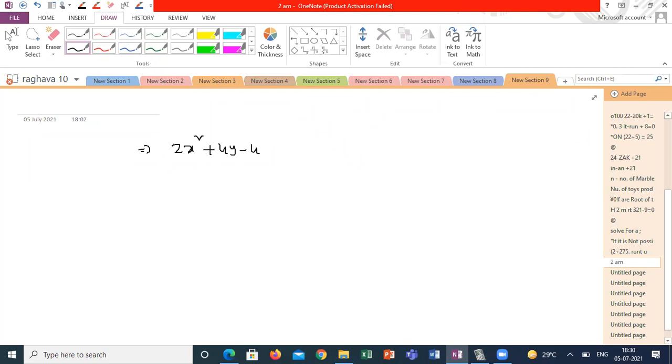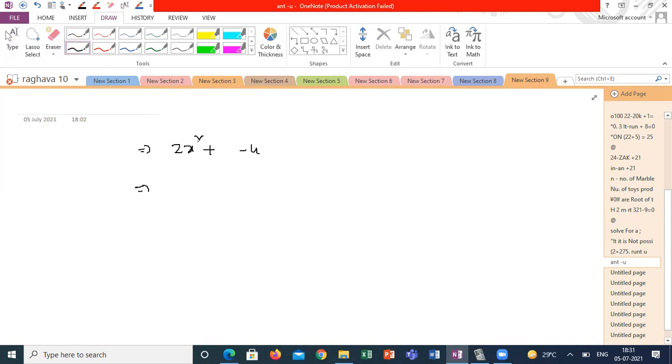This I can write as a perfect square. How to write this as a perfect square? Sir, we need to add plus 4, sir. I'm adding plus 4. Is it enough? Plus 4 minus 4. Sir, this is not y ma, sorry.